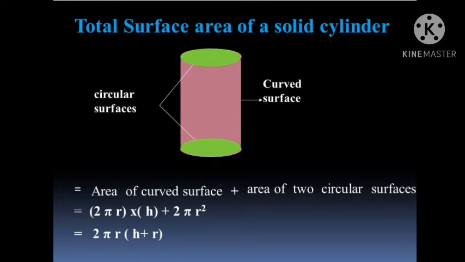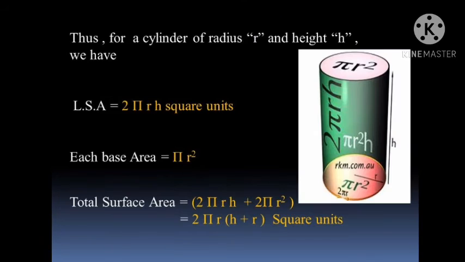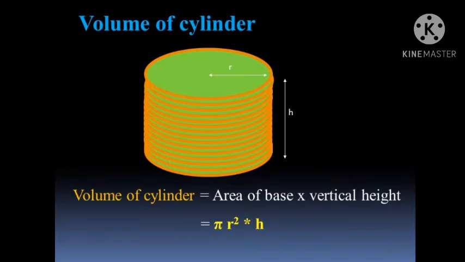But in this case we have to calculate area of two circles. So 2 pi r square. Observe here 2 pi r is a common term in both terms. So separate it, 2 pi r into, and the remaining part is h plus r. Therefore total surface area of cylinder is equal to 2 pi r into r plus h. Next we have to find volume of cylinder.